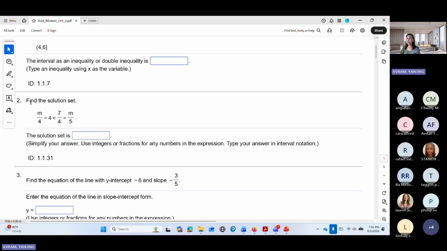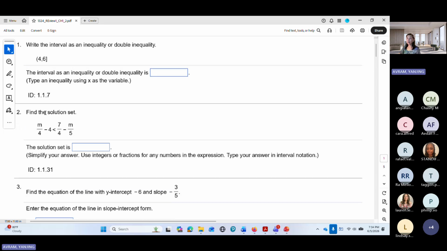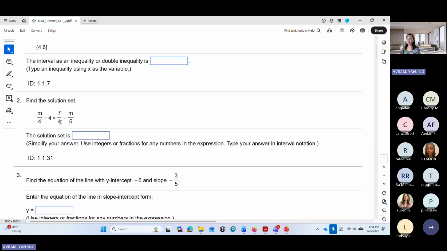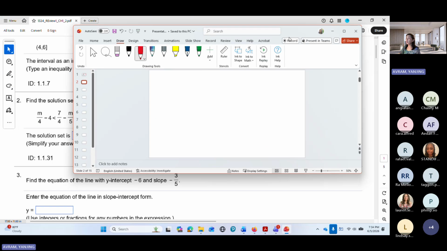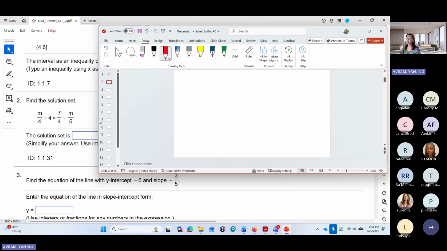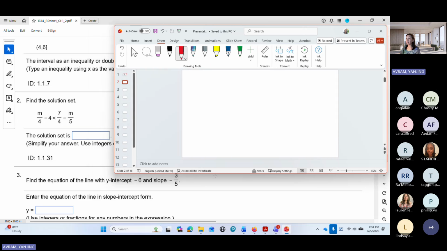The second one here is solving and finding a solution set, right? So this is called an inequality with a fraction. Sometimes we do not like fractions. If you like fractions, that's fun. If you do not like fractions, that's okay. You can get rid of the fraction. How do you get rid of the fraction? You can multiply by the common denominator.